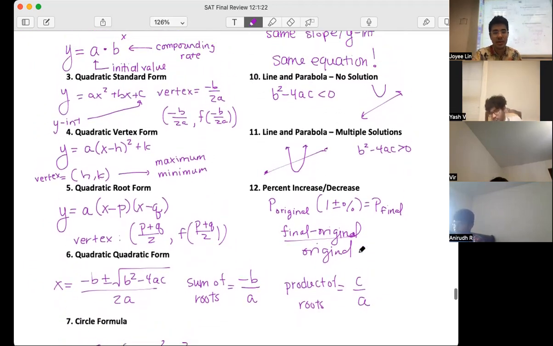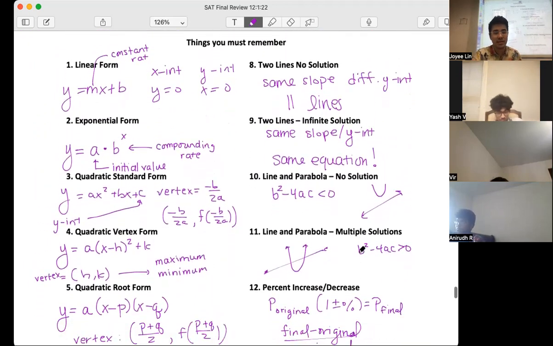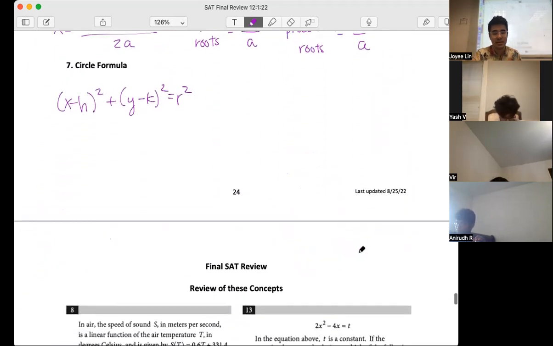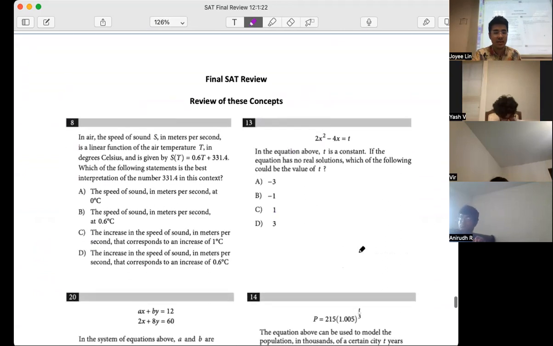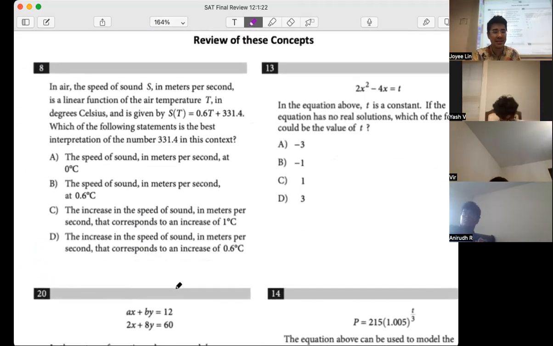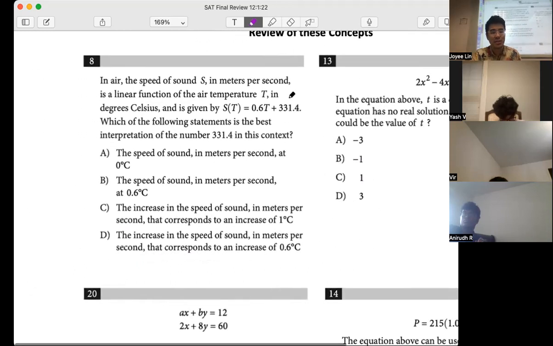Who has questions over any of these? Okay. So then we're going to apply these and review some of these concepts then. So how would a linear function show up? This one, right? So we have the slope is 0.6, and then we have 331.4. Which one would be the best interpretation of the number 331.4 in this context?